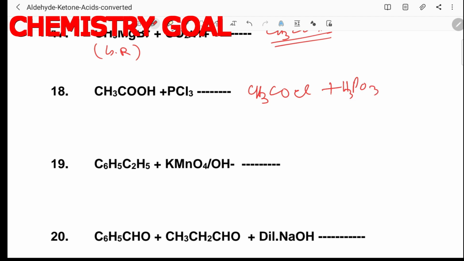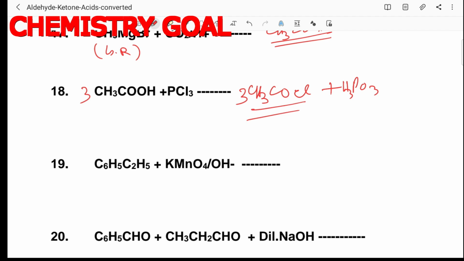H3PO3. The side product is H3PO3. So you can also write, multiply 3 molecules here, 3 molecules, the result will be CH3COCl, acid halide. We have to remember, carboxylic acid reacts with PCl3, the product is acid halide.